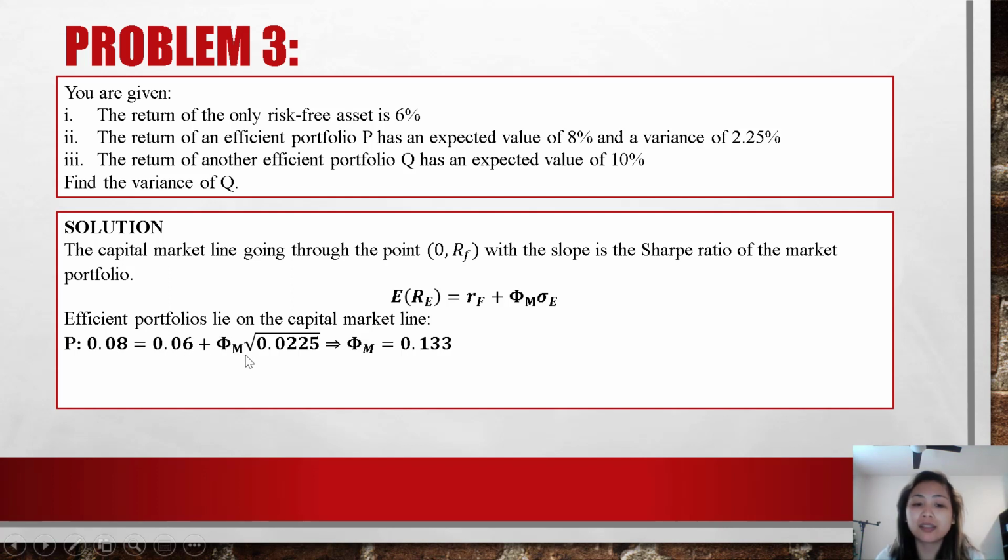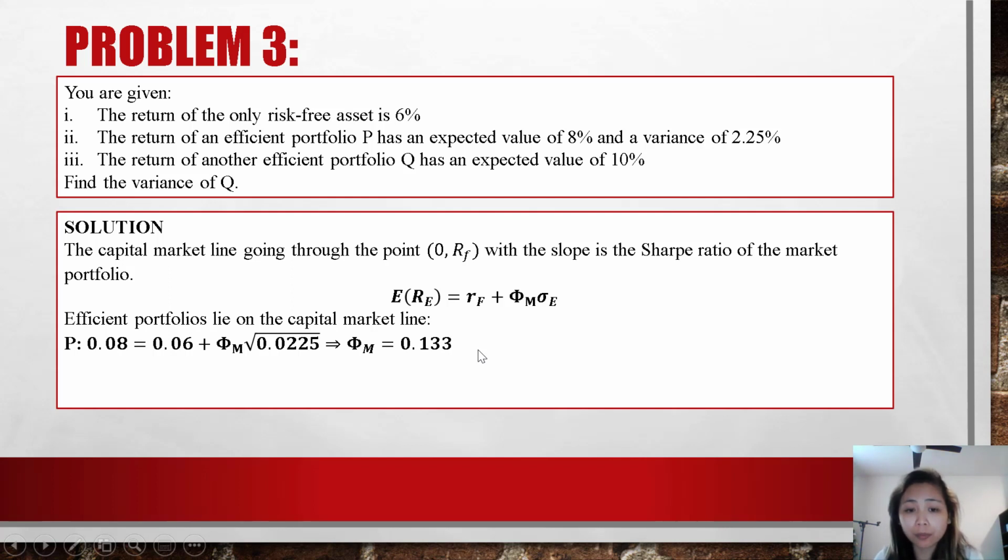Phi of M is not given. And the standard deviation of P is the square root of the variance of P. So we have the square root of 0.0225. So from here we have a linear equation of only one variable, which is phi of M. So just solving for phi of M, we have 0.133. This is the Sharpe ratio of the market portfolio and is also the slope of the capital market line.